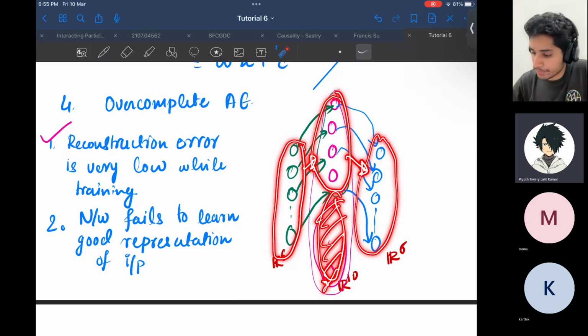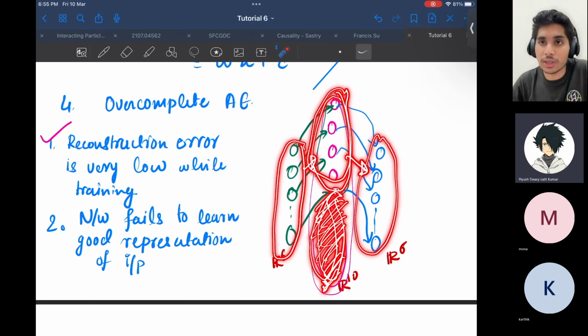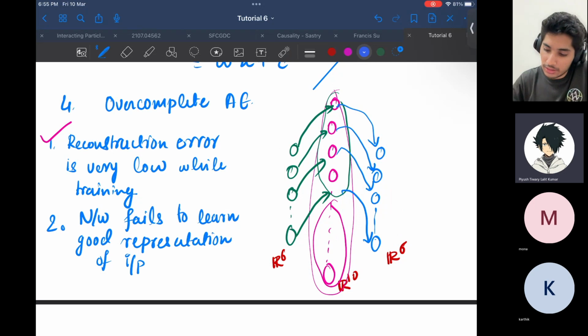Why is it useless for me? Because it in some way just memorized your data and it didn't provide me any useful information additionally. This part of the network is just trash for me. So this option is correct. The network has actually failed to learn a good representation. What it has done is memorize your data points, which was not desired. So this is also true.